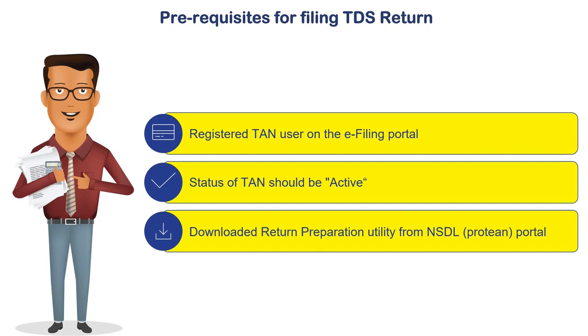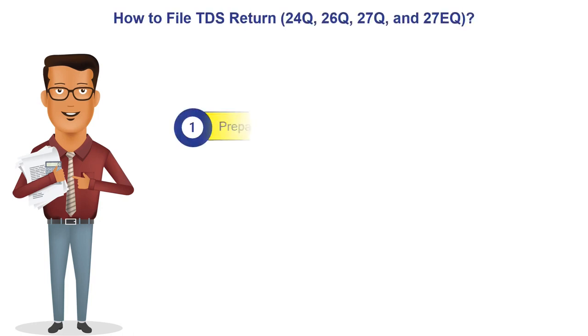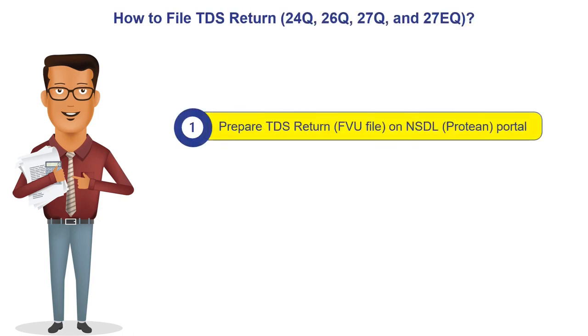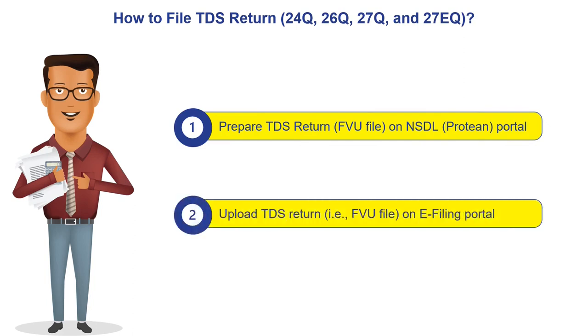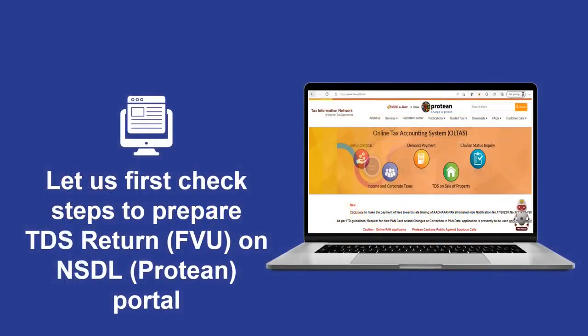There are two steps for filing the TDS return. You have to first prepare the TDS return in FVU file on the NSDL portal and then upload the TDS return, that is the FVU file, on the e-filing portal. Let us first prepare the TDS return FVU file on the NSDL portal.